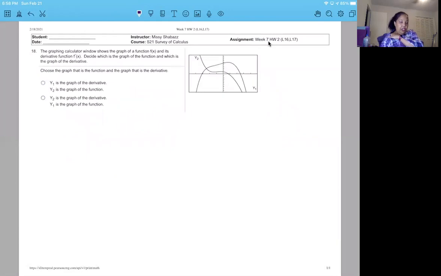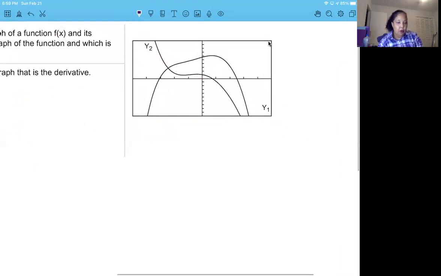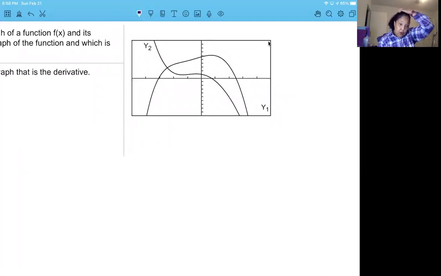All right, next question. The graphing calculator window shows the graph of a function f of x and its derivative. Decide which is the graph of the function and which is the graph of the derivative. So first of all, I want to look at where it has horizontal tangent lines. So let's look at y1 where it has horizontal tangent lines. It has a horizontal tangent line here, and I think that's it.